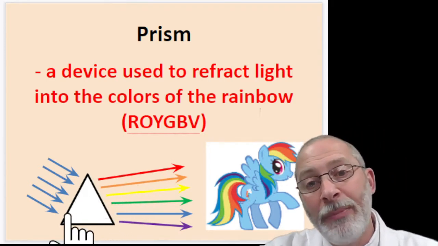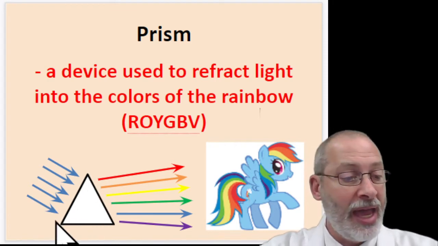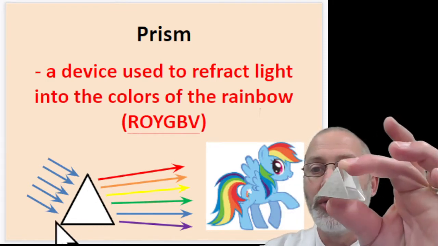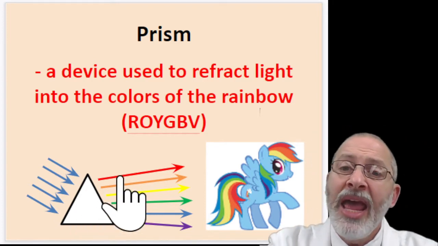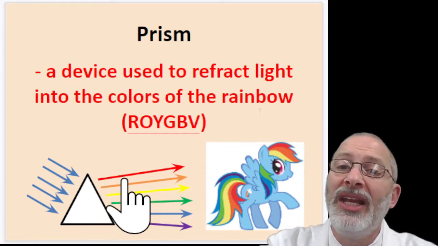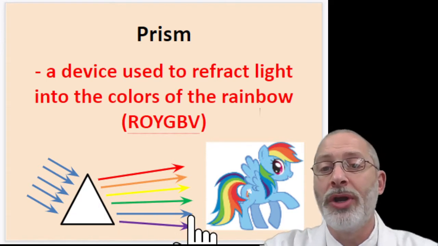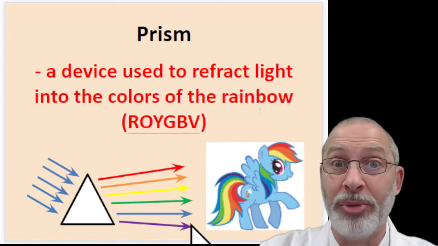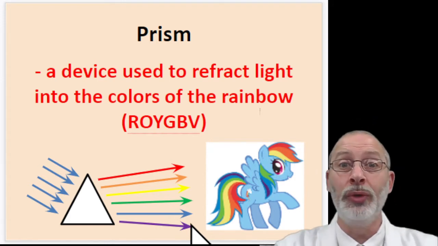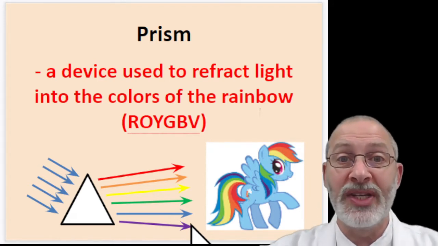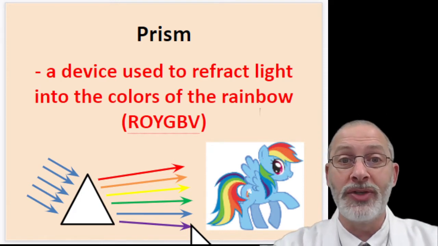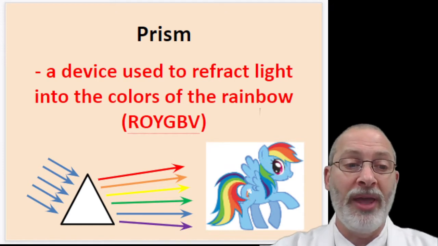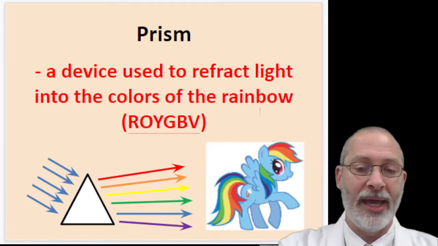And that's what enables us to use a triangular prism like this one, and again, I'll show it to you in the lab, and how it spreads light out according to the colors of the rainbow, Roy G. Biv. And this is how Isaac Newton performed his famous light experiments many years ago and discovered the colors of the rainbow from a single beam of white light.